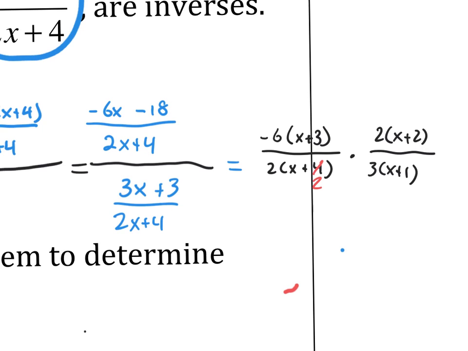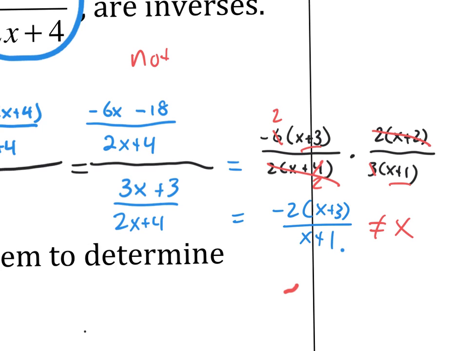Now, ultimately, everything should cancel out if this is a function. Everything except an x should cancel out. Well, clearly here, these drop out because those are exactly the same. The 3 here reduces here, and that becomes there. But the x plus 1 and the x plus 3 do not reduce. And so in the end, we end up with negative 2 times (x plus 3) over x plus 1. This does not equal x, so they are not inverses.